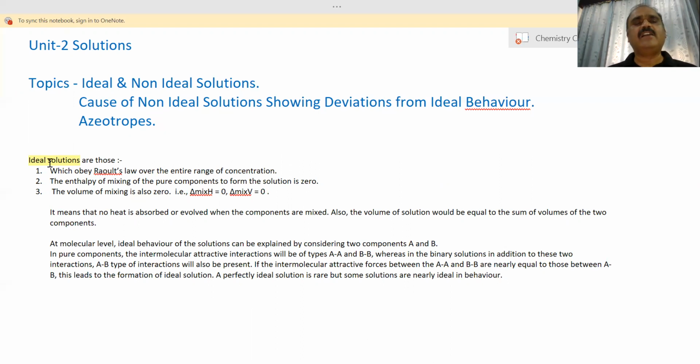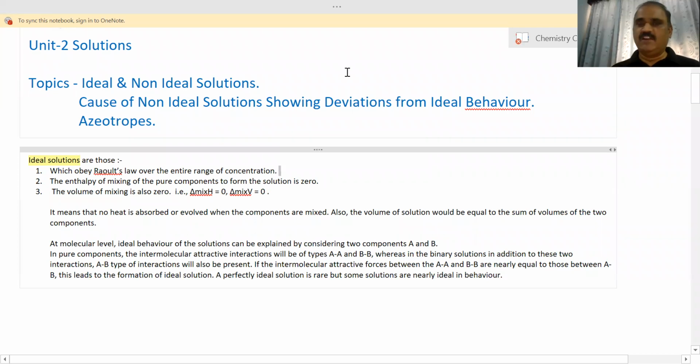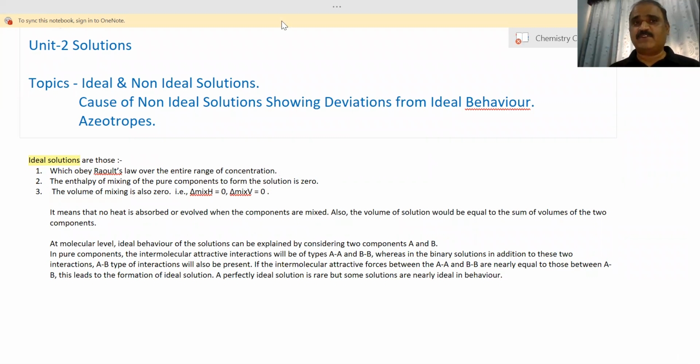What an ideal solution is? There are three conditions which a solution has to satisfy to become almost ideal solution. We will use the word almost ideal because nothing is ideal in this world. So ideal solution is that first, which obeys Roller's law over the entire range of concentration. Now, you must remember what Roller's law is. You have learned it already.